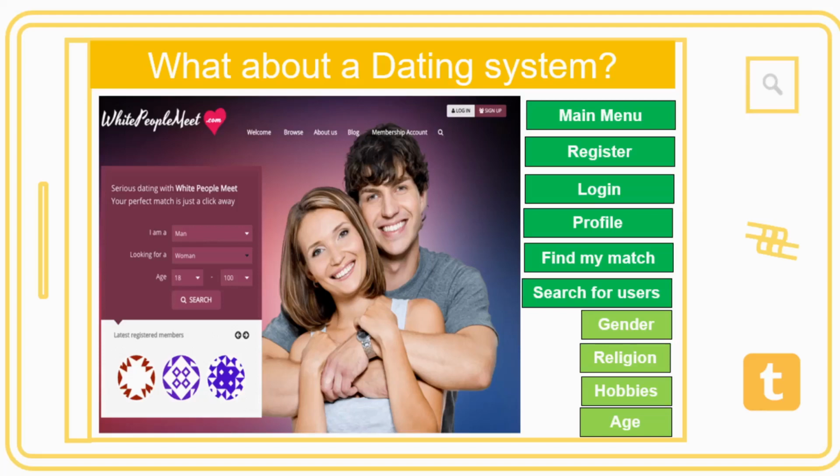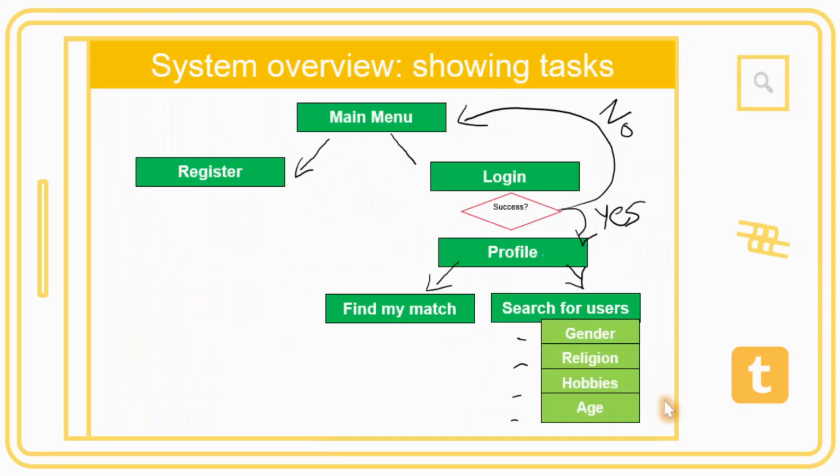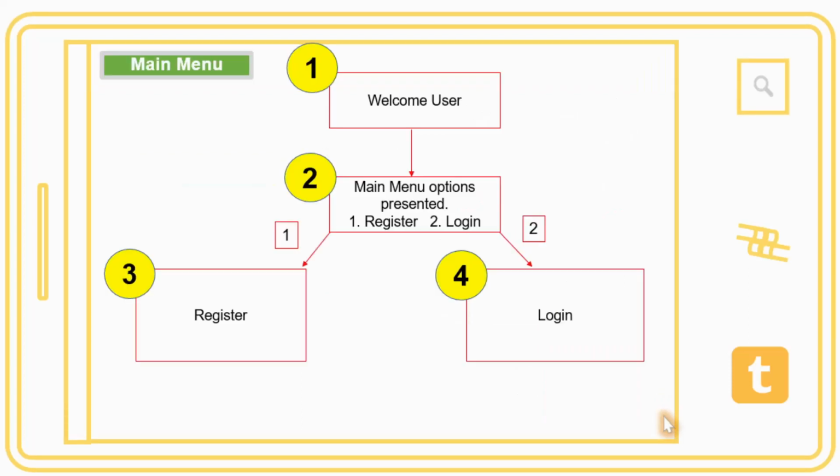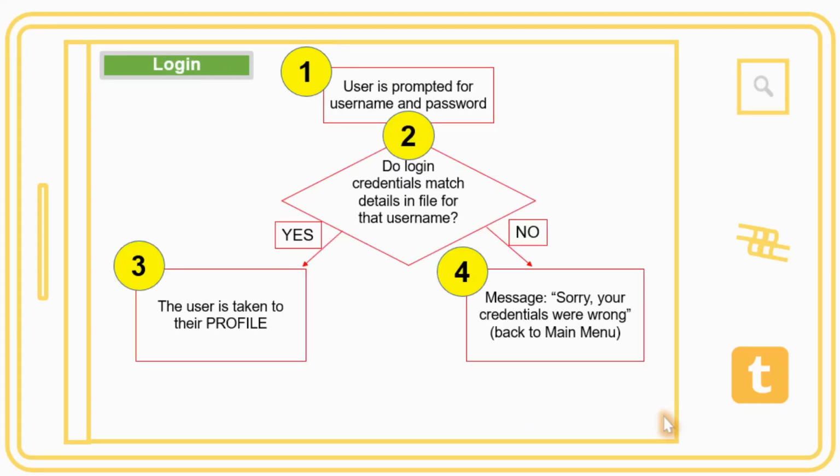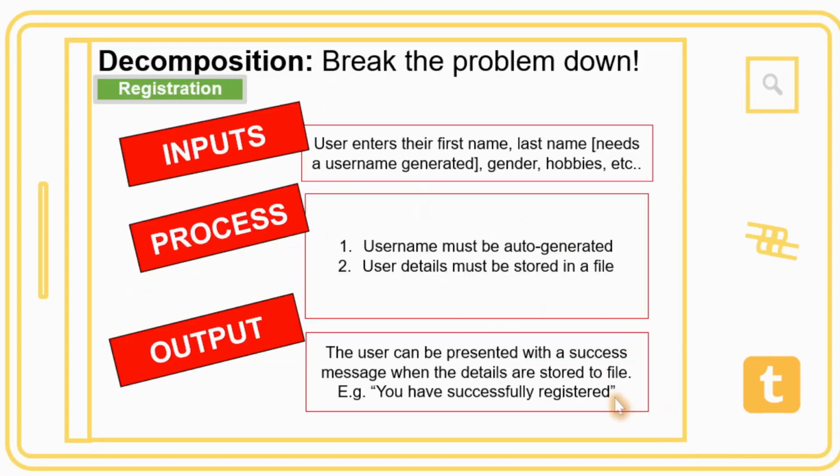So in the green on the right-hand side, I've broken down the problem into its component parts. And the first 3 are the parts that we're going to be dealing with in this lesson, making a main menu, a register screen. This is a system overview showing all the tasks. You can pause the screen here to look at the flow and what's going to be happening for the main menu, the registration, for the login. So that's a more visual view of what we're going to be doing.